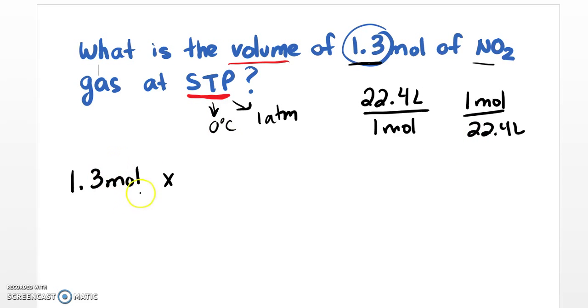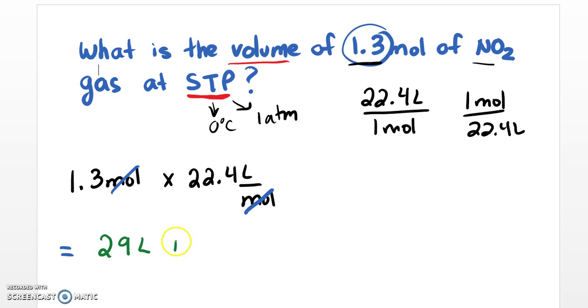You want to get moles to cancel out, and we want to have a unit of volume, which in this case would be liters. So if I multiply it by 22.4 liters in a mole, then my moles will cancel and my answer will be in liters. So what will that be? If I put that into my calculator, I will get 29 liters of NO2.